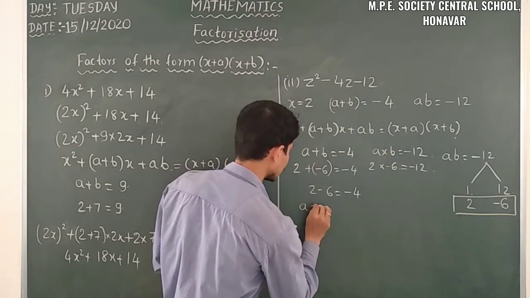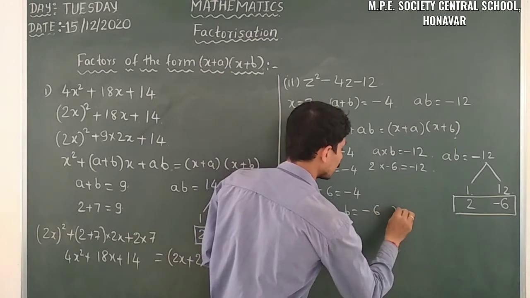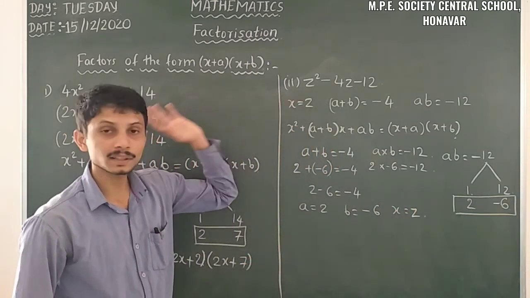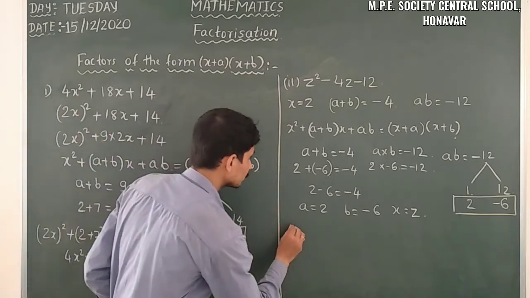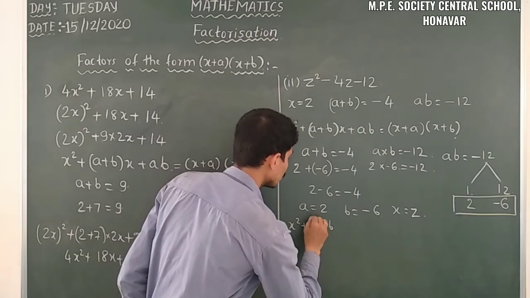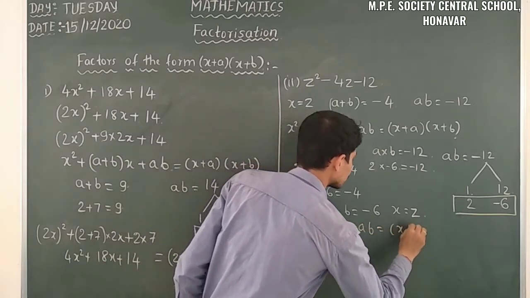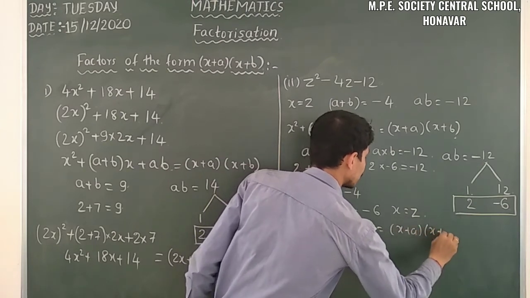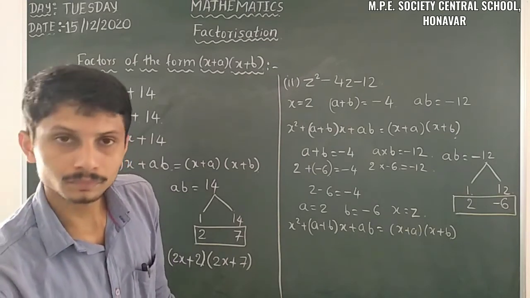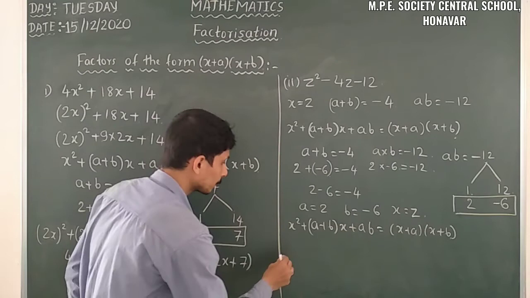Yes. Then we have to insert the value of a is equal to 2 and the value of b is equal to minus 6, and the value of x is equal to z. Then let us take the equation: x square plus a plus b into x plus ab is equal to x plus a into x plus b. We have to insert the values of a, b and x into this equation. That is what happens here.